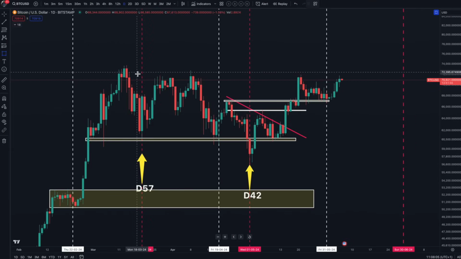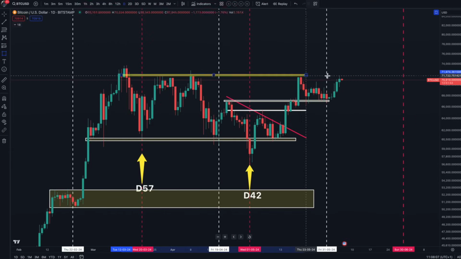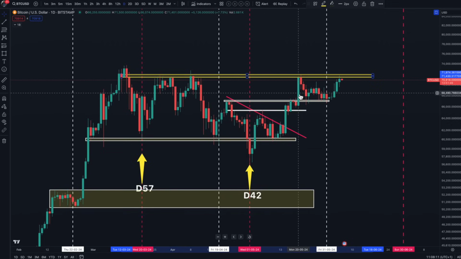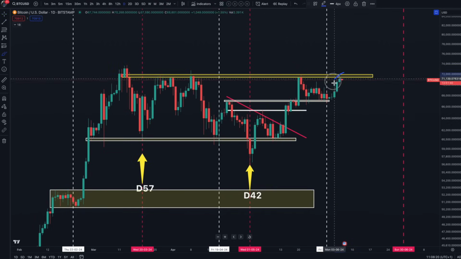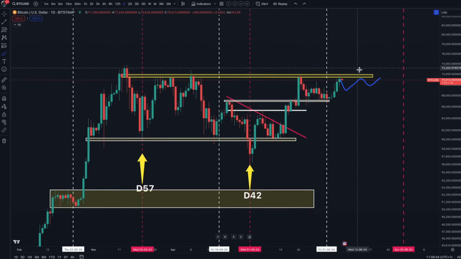And as I've been mentioning over the last many videos now, we've got this inverse head and shoulders developing. And in the last video that we did, we were waiting for the completion of this right shoulder here. So what we've got so far is a left shoulder, the head, and now we've got the formation of the right shoulder. And the only question is whether this is going to be an extended shoulder here with a consolidation around this neckline, around the 70,000, or whether we're going to burst through straight away. And that's the choice we've really got.